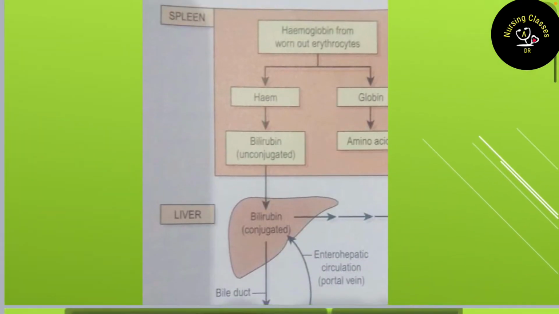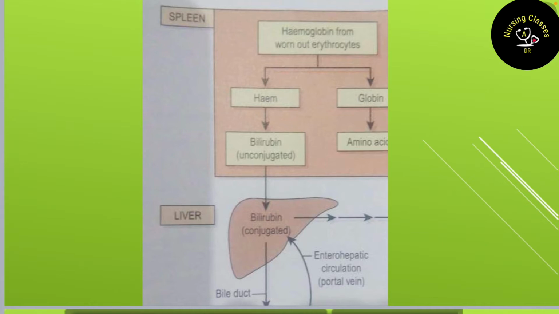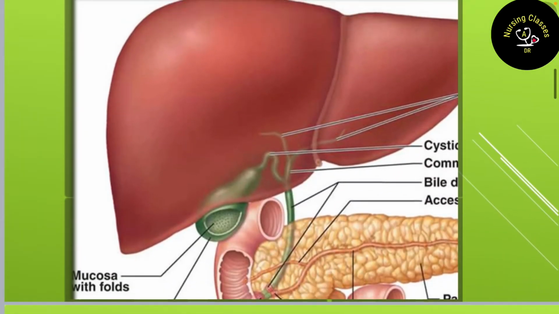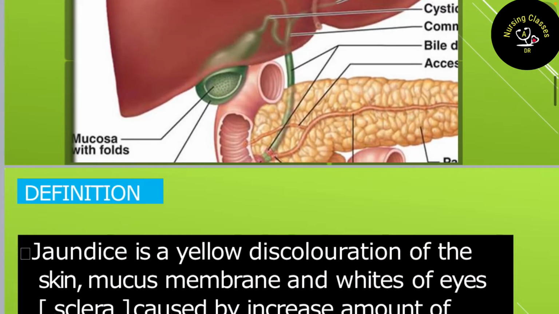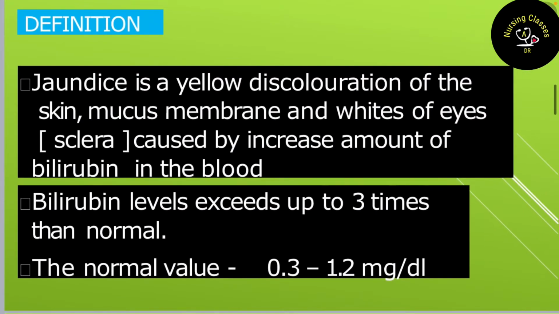They show this picture. This is the liver and gallbladder anatomy. Definition: jaundice is a yellow discoloration of the skin, mucous membrane, and whites of the eye caused by an increased amount of bilirubin in the blood. Bilirubin level exceeds up to 3 times more than normal. The normal value is 0.3 to 1.2 mg per dl.